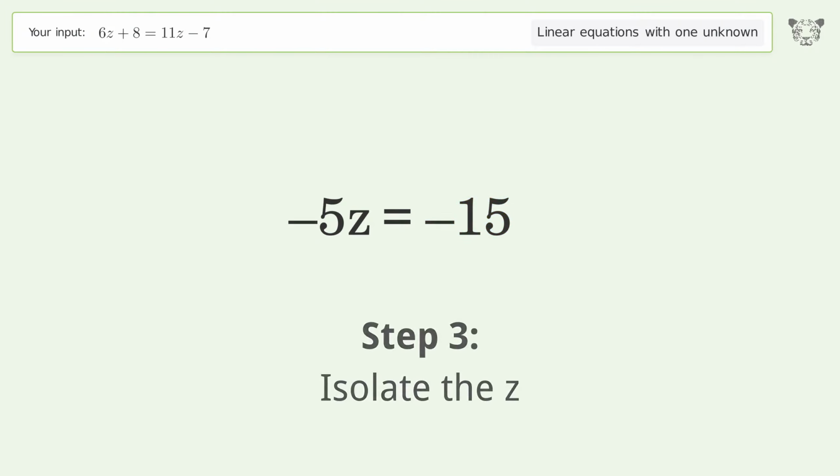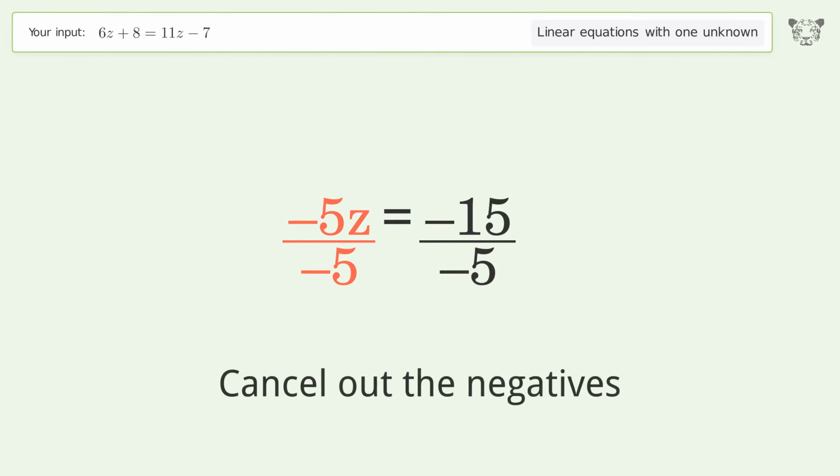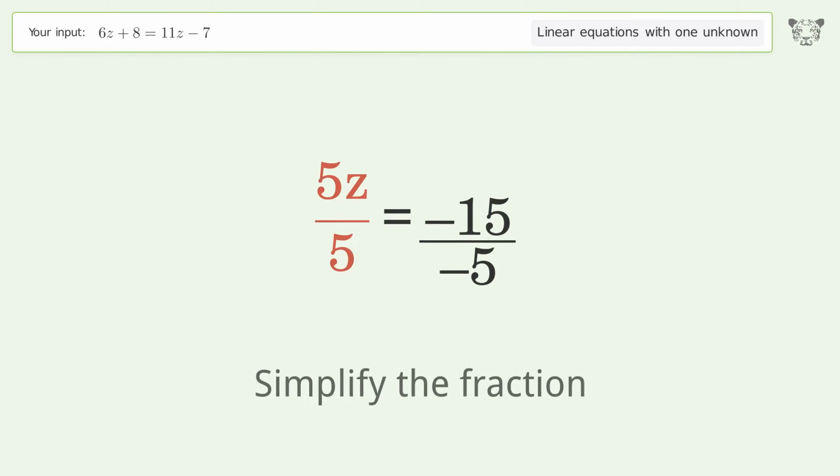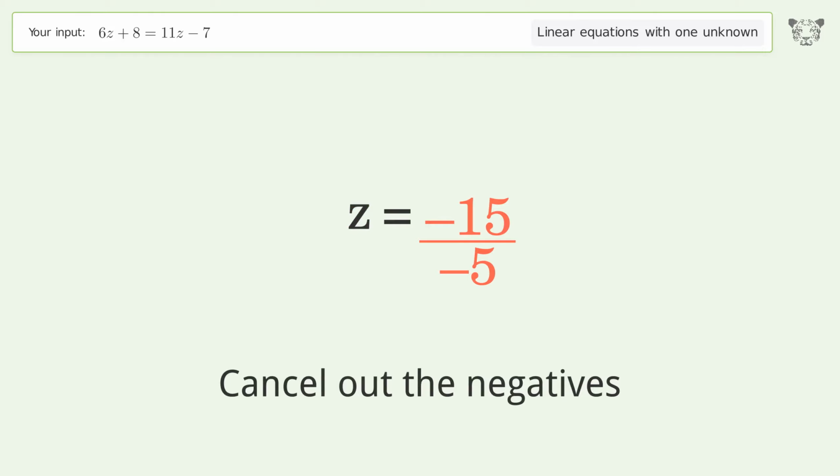Isolate the z. Divide both sides by -5. Cancel out the negatives. Simplify the fraction. Cancel out the negatives.